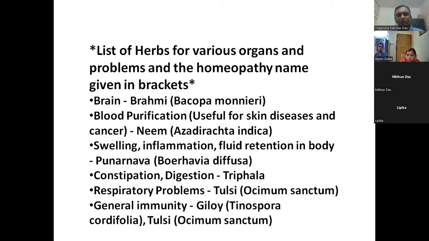And if you're having any swelling or inflammation in the body, or there is some excess accumulation of water in some part of the body, so for that again you can use punarnava.